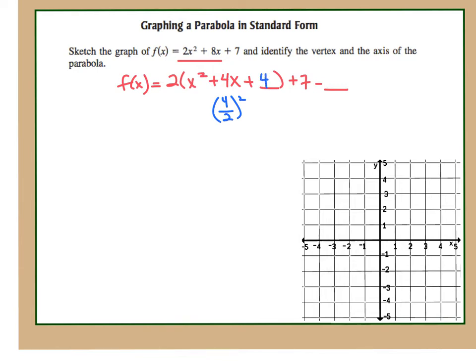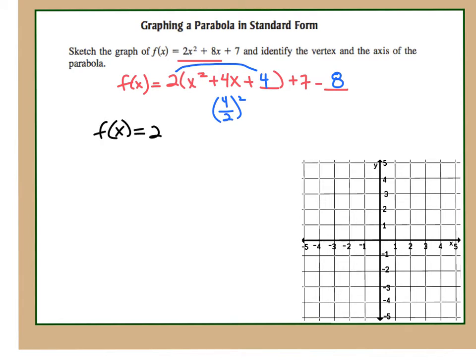Did I add 4? This is a trick question. Did I add 4? No. What did I add? I added 8. I added 8 because this is really 2 times 4. Are you following me? I really added 8. I put a 4 down, but I forgot what I factored out before. I factored out a 2, so it's 2 times 4, which is 8. So I added 8. I need to subtract 8. Okay? So now we're about ready for our standard form.